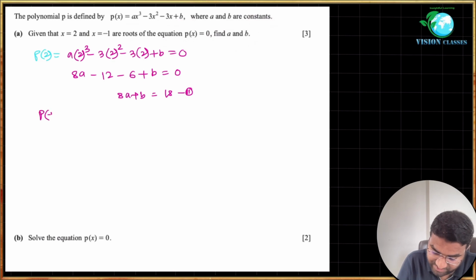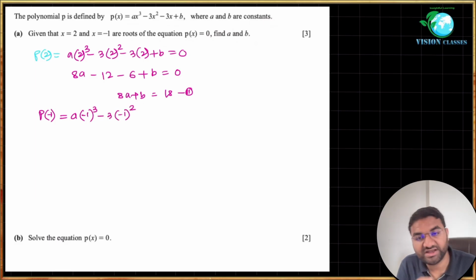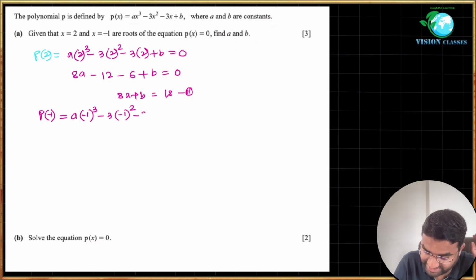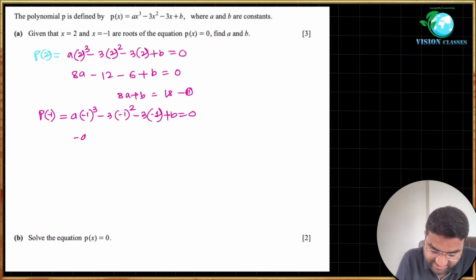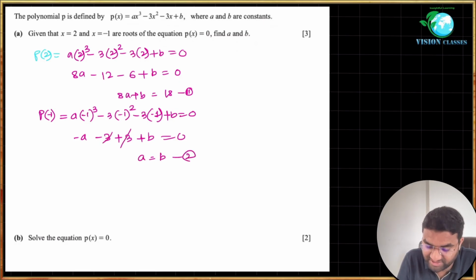Then p of minus 1 is equal to a times minus 1 bracket cube minus 3 times minus 1 square, isn't it? And minus 3 times minus 1 plus b is equal to 0. All right, and then here minus a, then minus 3 plus 3 plus b is equal to 0, means here the 3 gets cancelled out, a is equal to b is the second part.